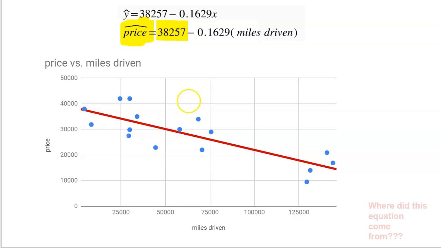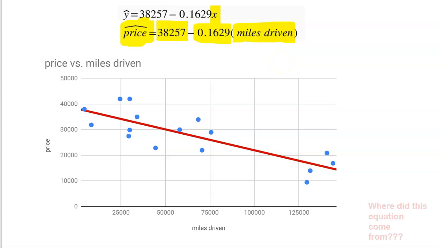Y-intercept, 38,257 minus 0.1629, that'd be my slope, times x. You could use a generic x, but I like to actually use an m for miles, or you could literally use a phrase like miles driven here. But again, this is my linear model. That's the line. That's the linear model, right? I mean, it's so simple.